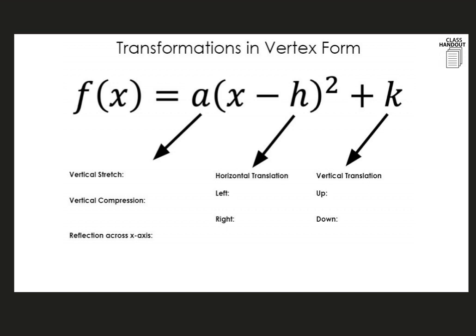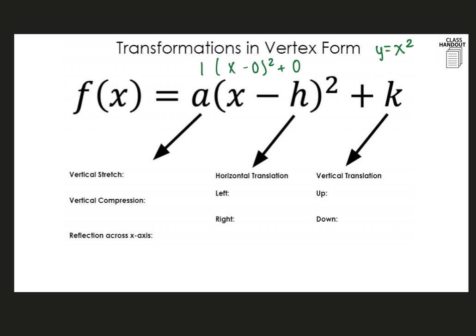So remember, our parent function, or f of x equals x squared. Our parent function is basically 1 times (x minus 0) squared plus 0, which simplifies to y is equal to x squared. So our parent function has an a equal to 1, and an h and k equal to 0, 0. So what we're going to learn basically is how does changing the value of a, h, and k affect our parent function in terms of transformations.